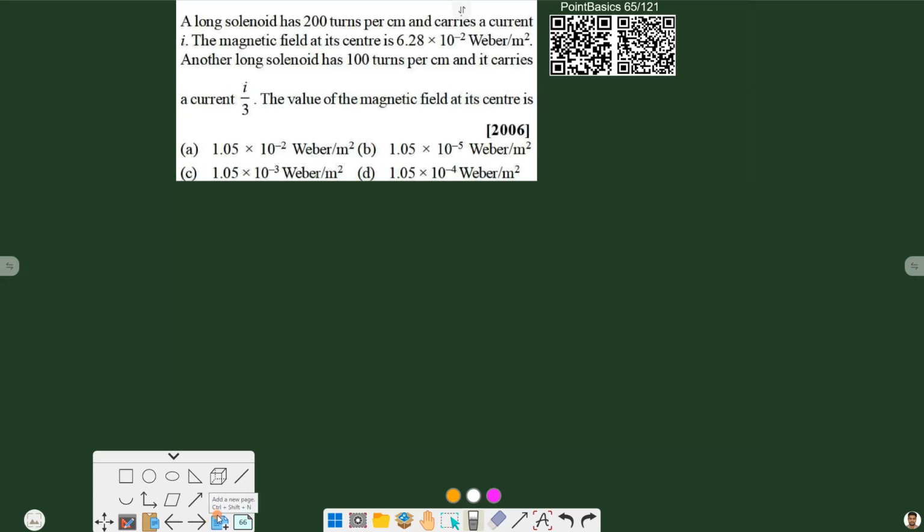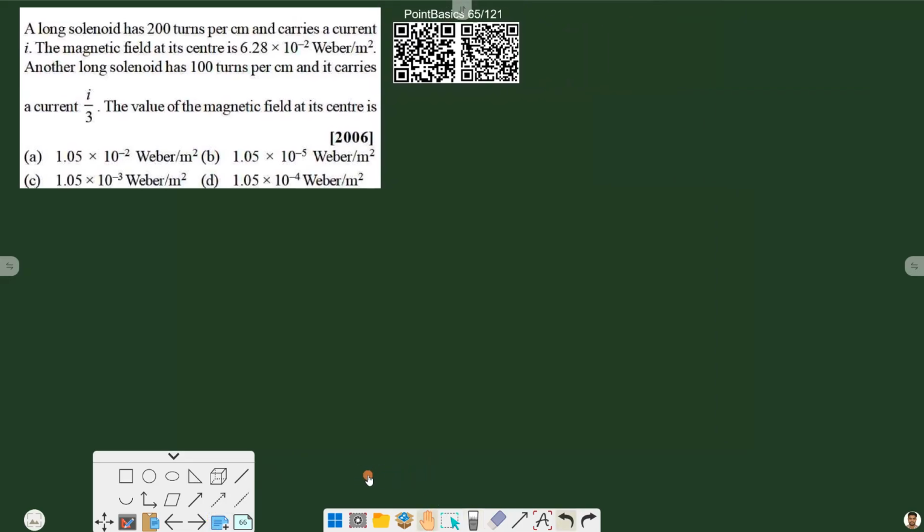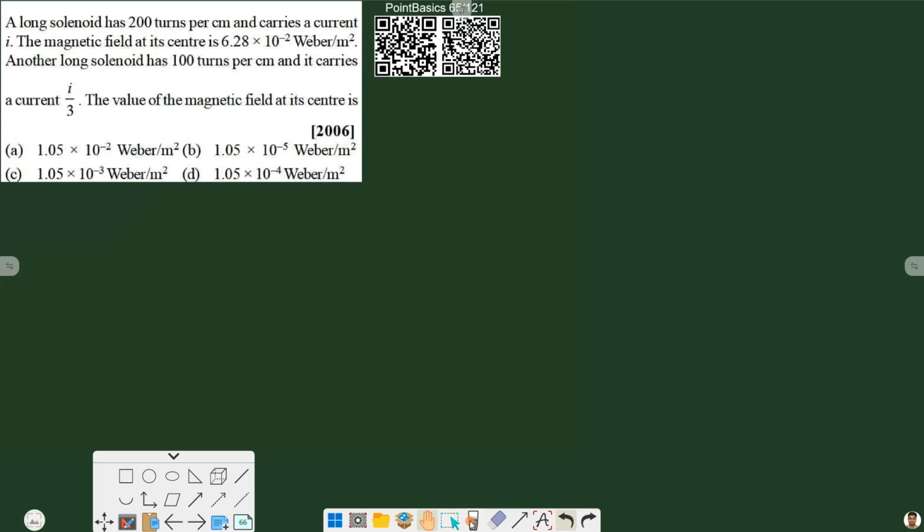A long solenoid has 200 turns per centimeter. So we can say the value of n is given. n is 200 and it is per centimeter, so we will convert it into per meter. It will come out to be 20,000 per meter. Moving to the next part.